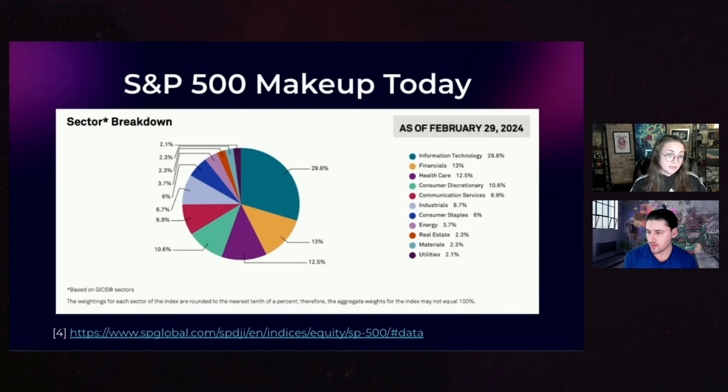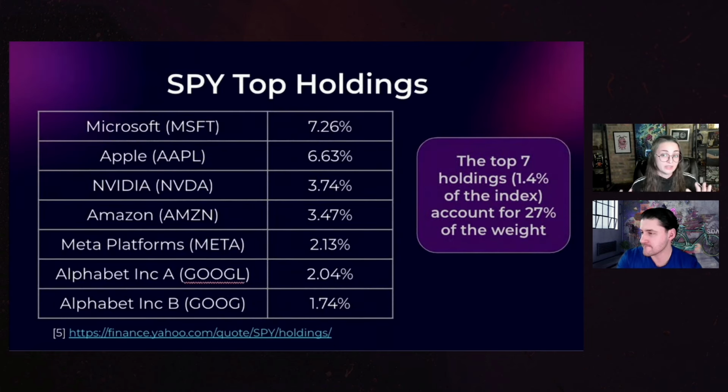Yeah. So 30% of the S&P 500 is concentrated in a single sector. And when you look at the holdings, the top 7 holdings is what I wanted to look at. 1.4% of the whole index is 7 different companies: Microsoft, Apple, Nvidia, Amazon, Meta, and then both Alphabet classes. Those account for 27% of the weight of the index itself. So you have 1.4% of the components accounting for 27% of the weight. It's kind of a lot.